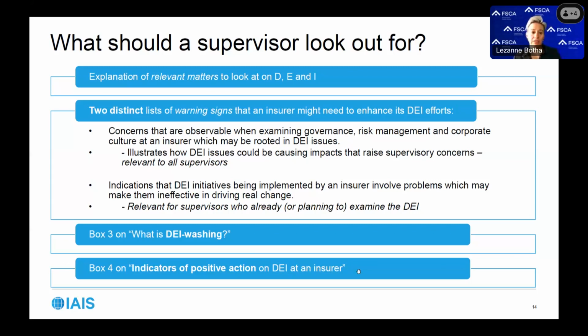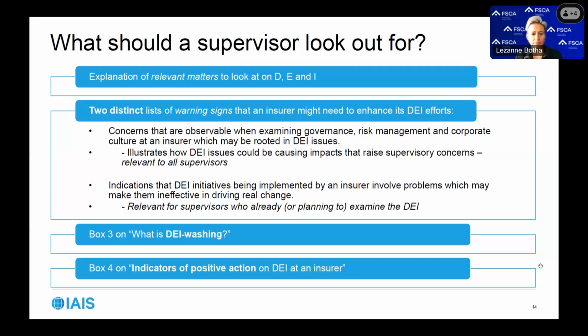I will briefly touch on the list of warning signs in my next slide, but just before that, section 3 also sets out 2 information boxes again. The first box relates to what is DE&I washing, which is similar to the more commonly known ESG washing, and then also a box on indicators of positive action of DE&I in an insurer.